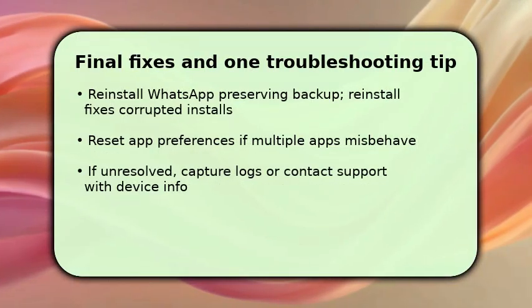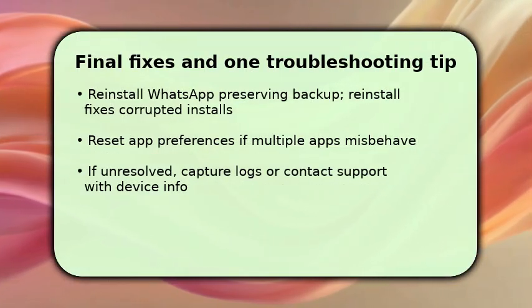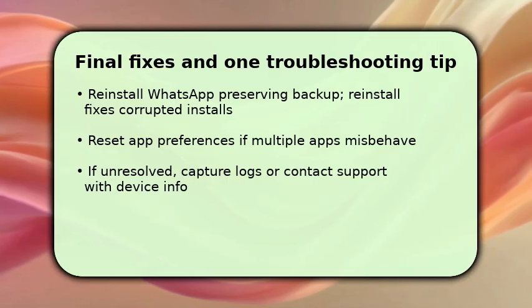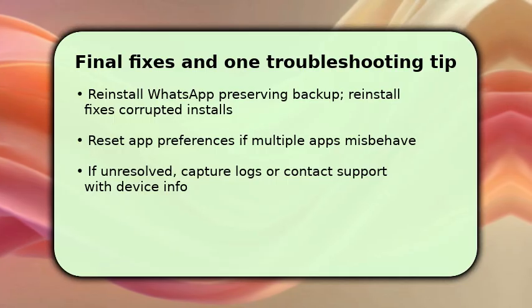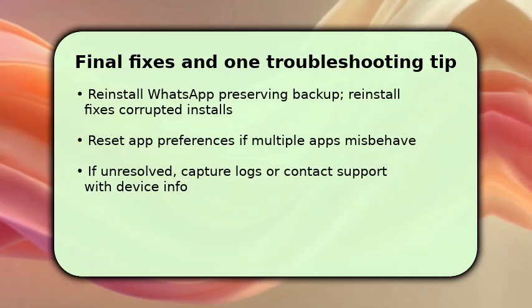Finally, backup chats and reinstall WhatsApp to replace potentially corrupted app files. This often resolves persistent minimize bugs. Once reinstalled, restore your backup and recheck permissions and PIP.